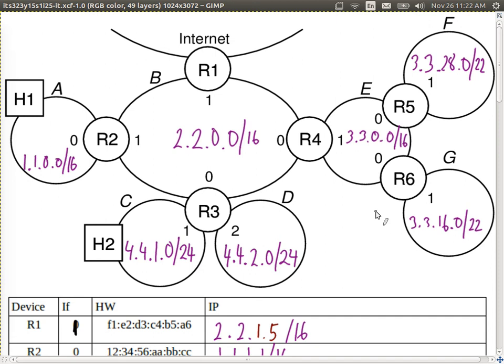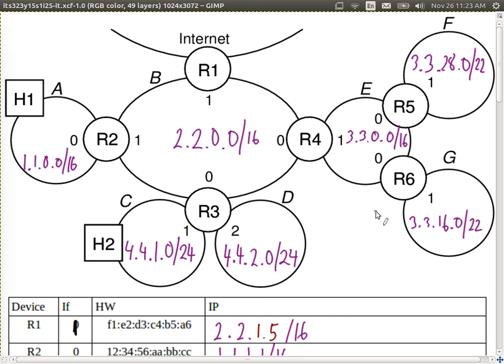That is, if you're at R2 and you want to reach H2, where do you think R2 should send the packet? If the packet's at R2, we want to get it to H2, destination is H2, where should R2 send the packet? To R3 interface 0. Be careful, when we talk about a router, we should be specific about the interface, because R3 is actually attached to three different subnets. So if we're here and we want to get to H2, send to R3 interface 0, and then R3 will deliver it to H2.